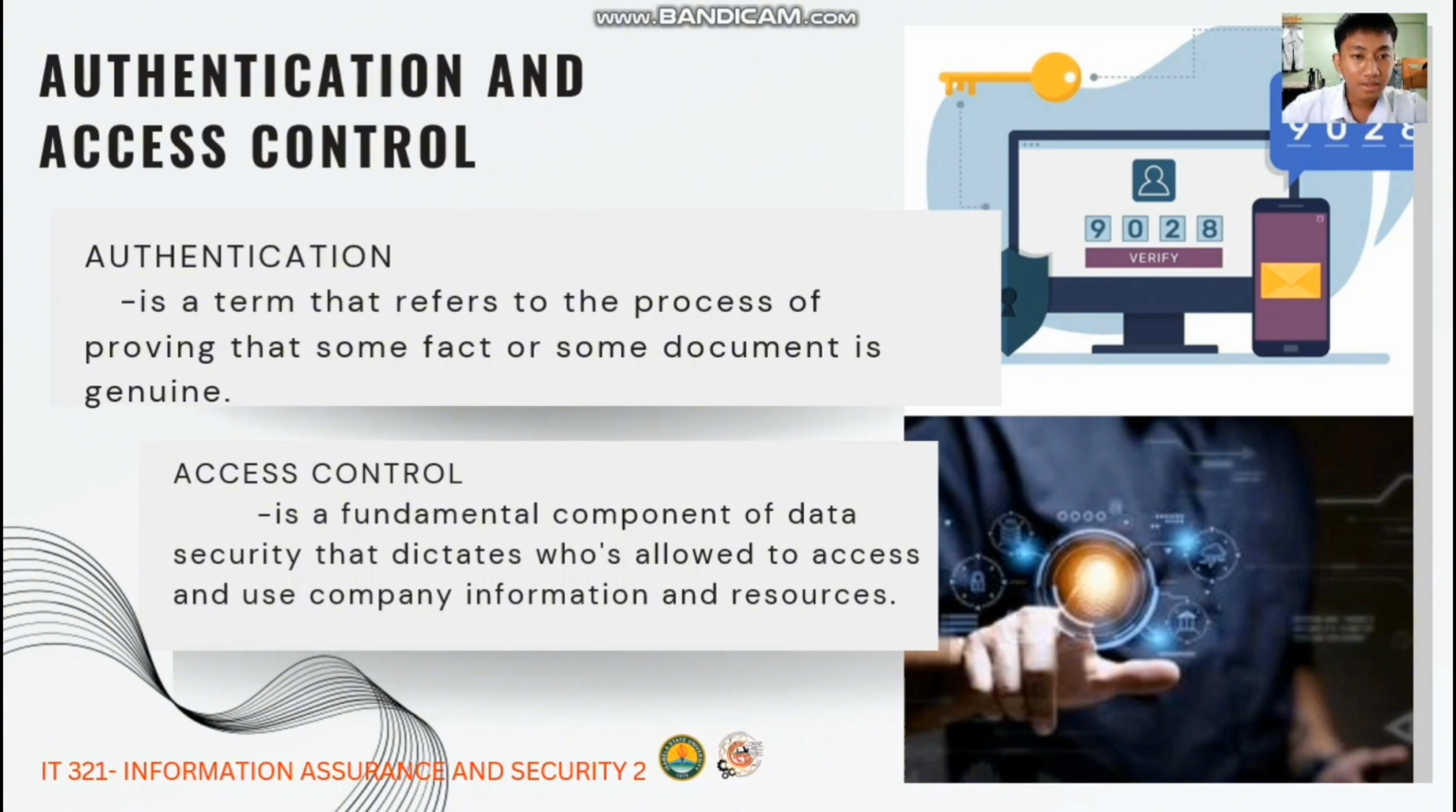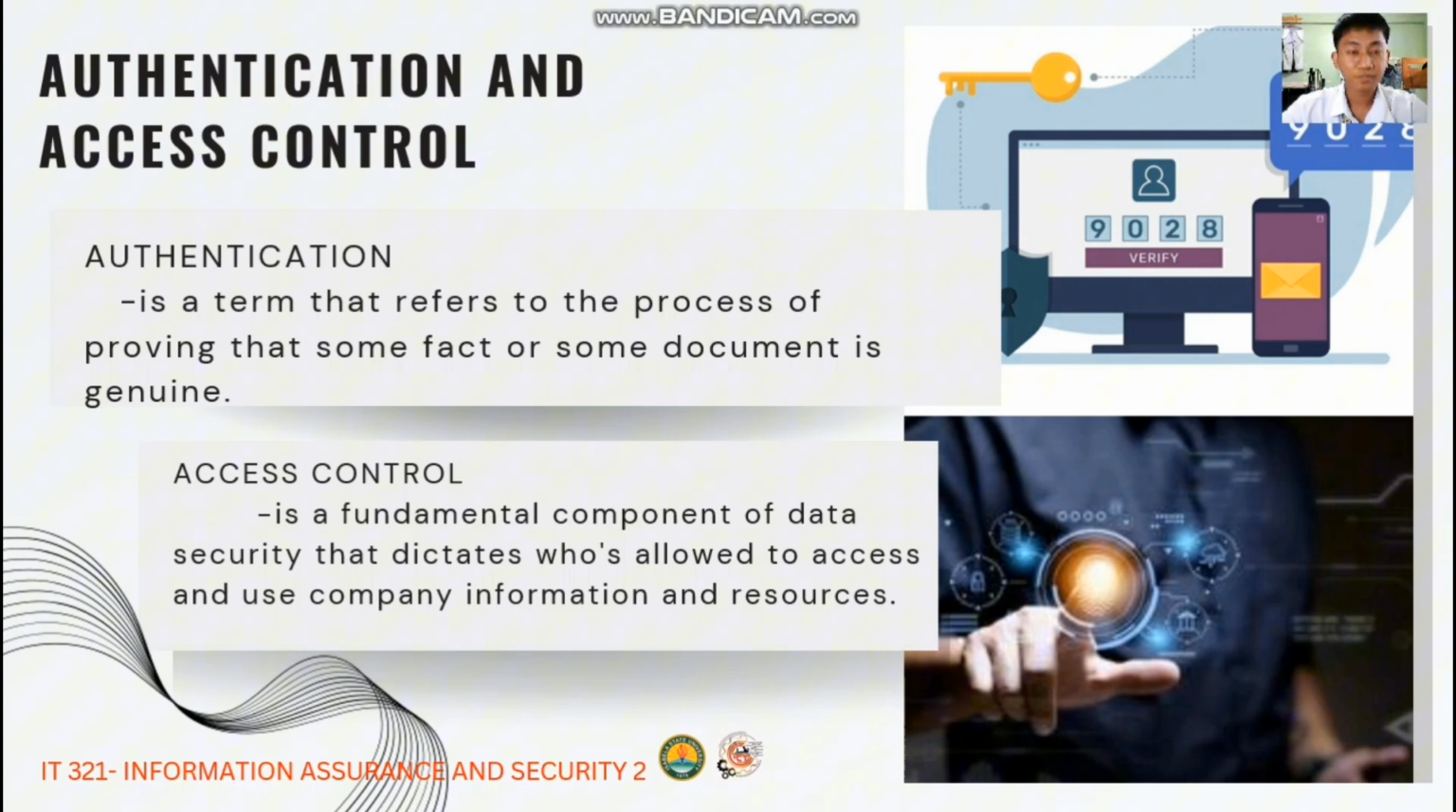Second is access control. Access control is a fundamental component of data security that dictates who's allowed to access and use company information and resources. So access control is a crucial aspect of data security that manages and regulates who can access and utilize company information and resources. It involves implementing policies, procedures, and technologies to ensure that only authorized individuals or systems can access sensitive data, while unauthorized entities are prevented from doing so.